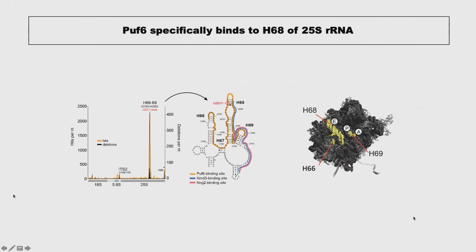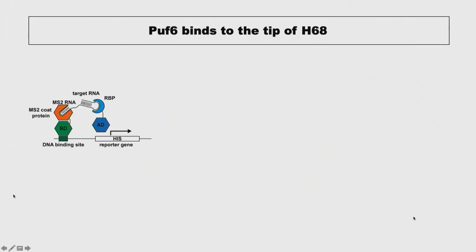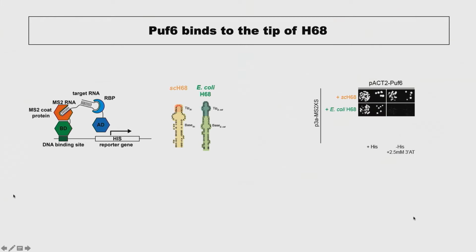And we further narrowed down the binding site with another method, which studies RNA-protein interactions. We take advantage that if there is an interaction between the RNA and protein, the reporter gene, in this case histidine, is expressed, and the cells are able to grow on plates lacking histidine. So we confirmed our previous experiment with this method, showing that the yeast helix 68 can bind Puf6, growing on the plates minus histidine. But the equivalent helix from a bacteria doesn't bind Puf6.